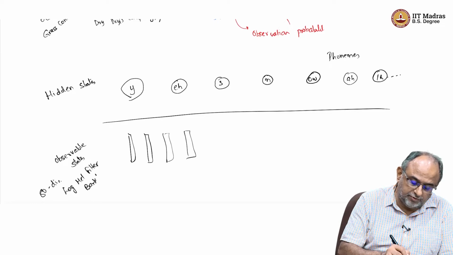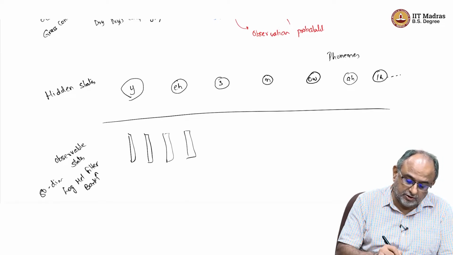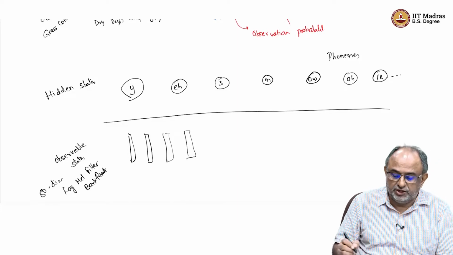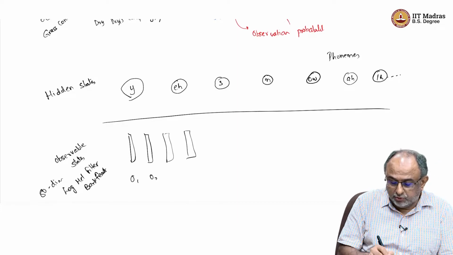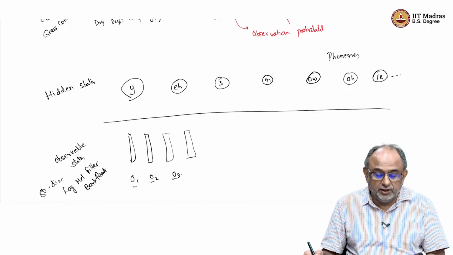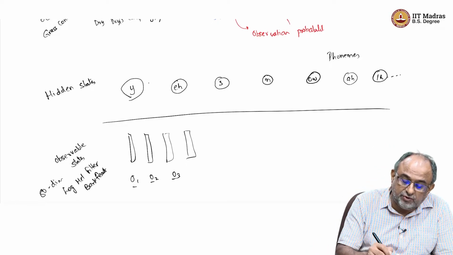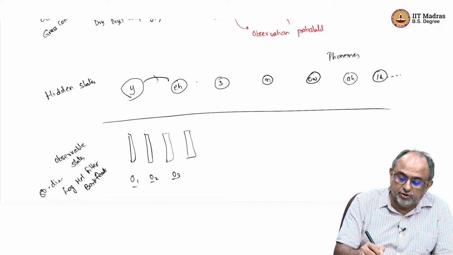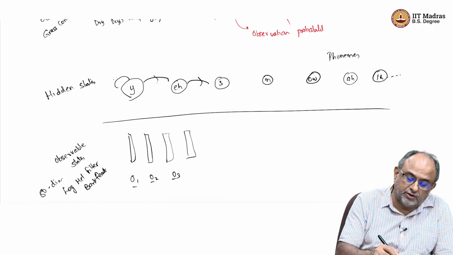80-dimensional log Mel filter bank features, right? So these are your features. So the O1, the O2, the O3, and so on. Again, we can talk about going from here to here, or looping and so on.